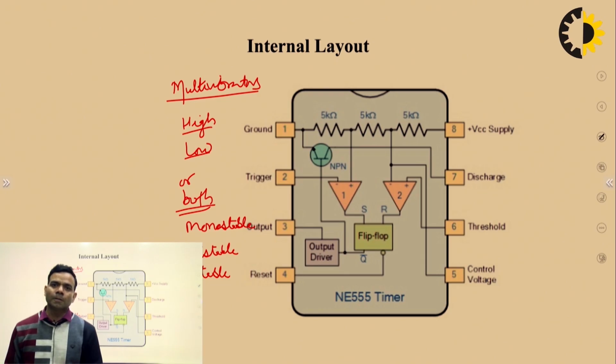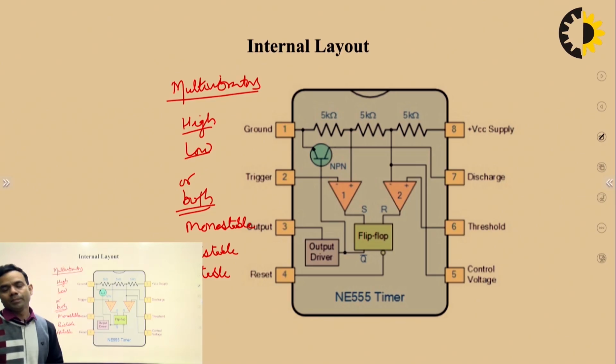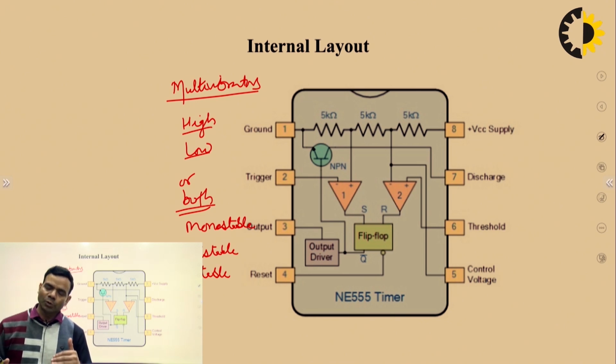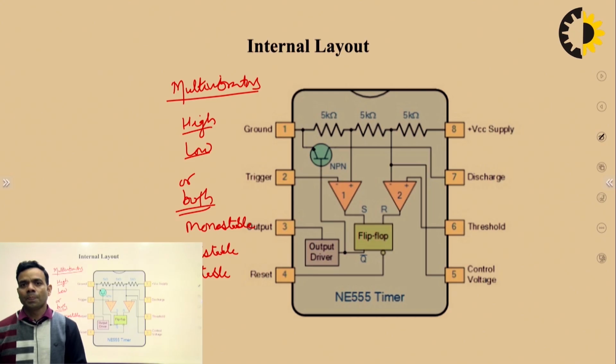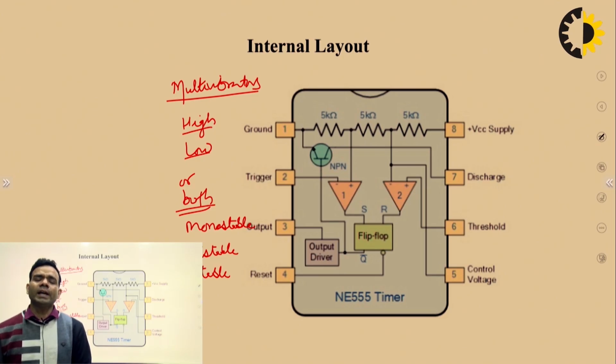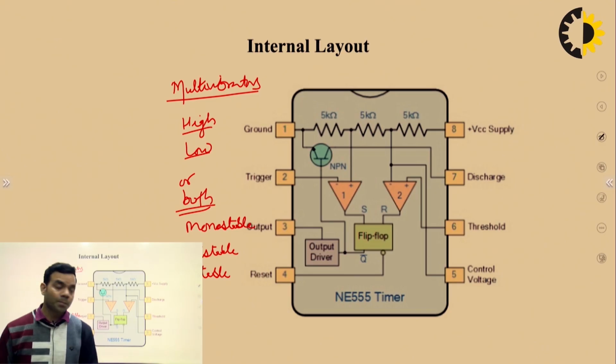Another one is the bistable multivibrator. It has both stable states. It can be stable in the low state as well as in the high state. When it is in the low state and you trigger it, it will go to high and remain in the high state. Again you trigger, and it will come back to the low stable state. Again you trigger, it will go to high. So, it has both low and high stable states.